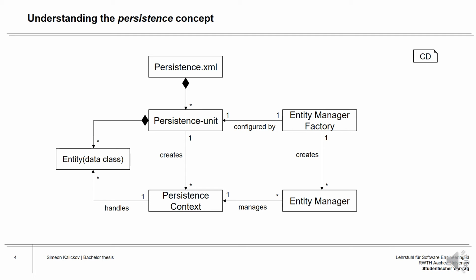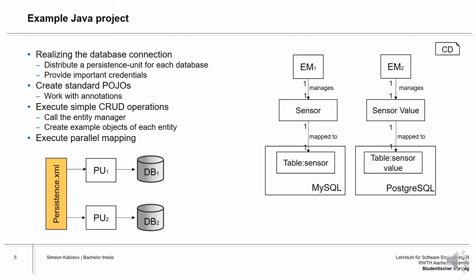The entity manager then interacts with the persistence context, detecting all changes made to the entities and synchronizing them with the data store. An entity manager can be created from the entity manager factory, but this depends on the environment settings. At first, we created an example Java project in order to understand Hibernate and to see how the crucial components interact with each other.